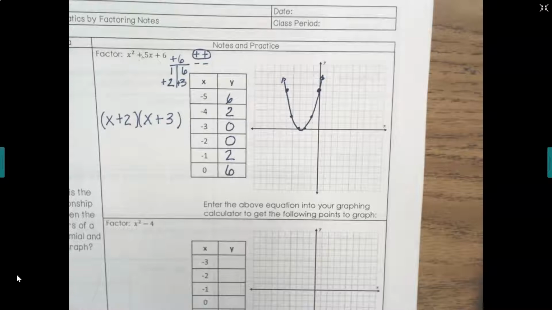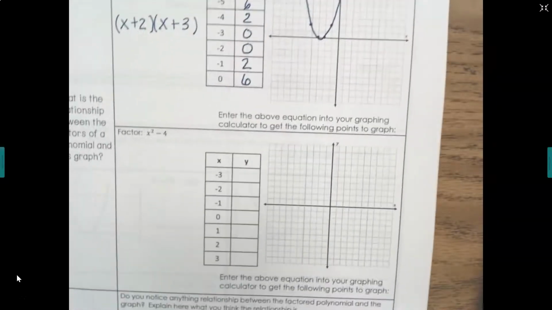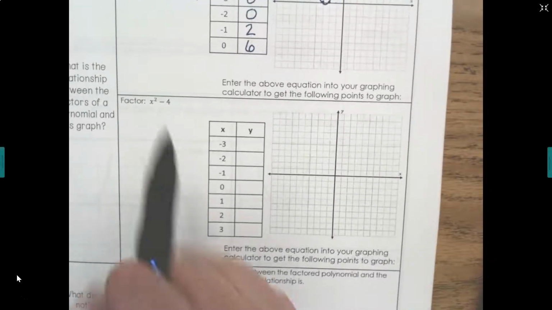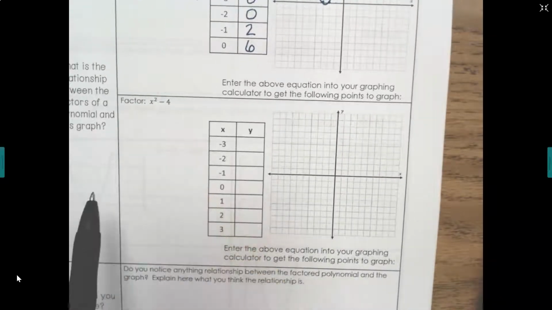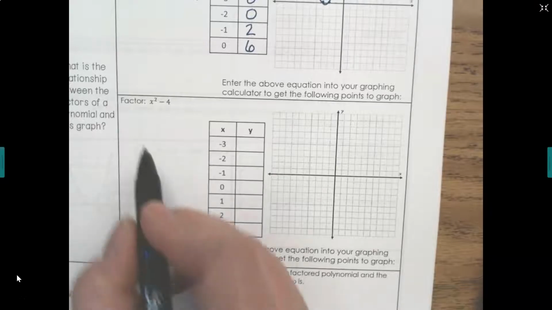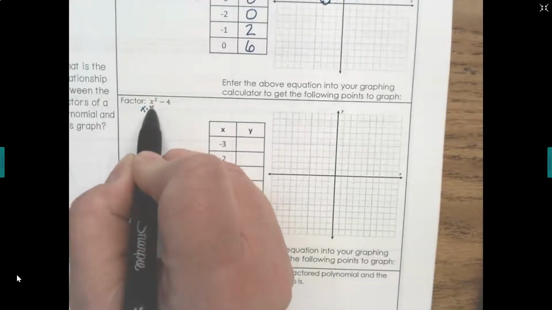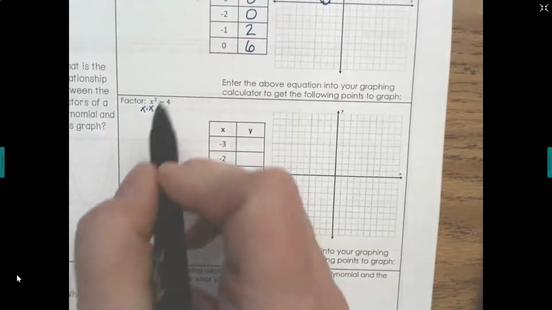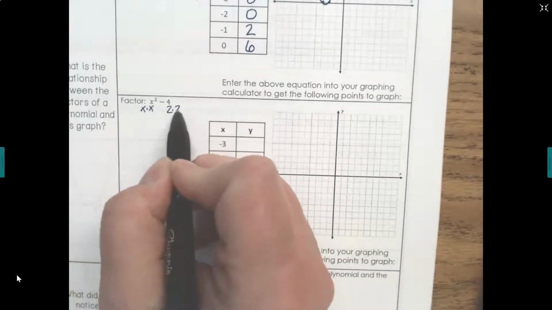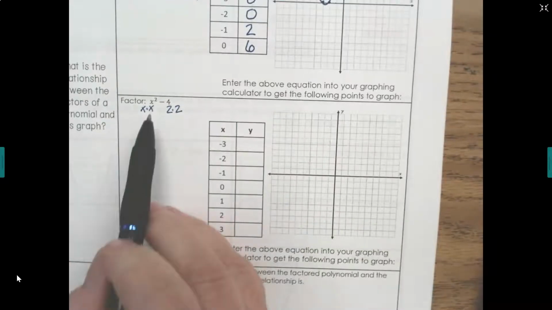Now we're going to do the same thing with the next problem and then look at both of these together. So we're going to factor this. This has two terms and there's no GCF. Remember, if there are two terms, we want to look for a difference of squares. So this would be x times x, which is a perfect square. 4 is 2 times 2, so that's a perfect square.